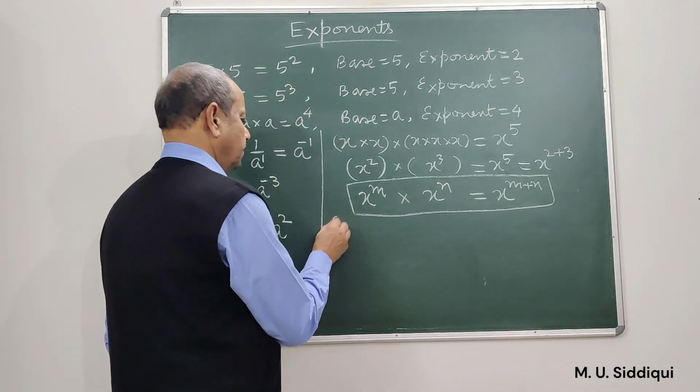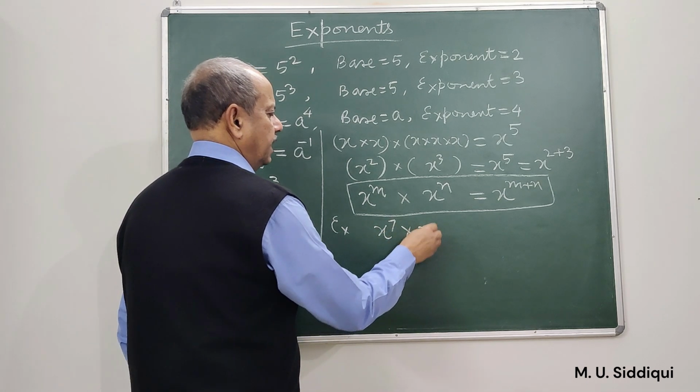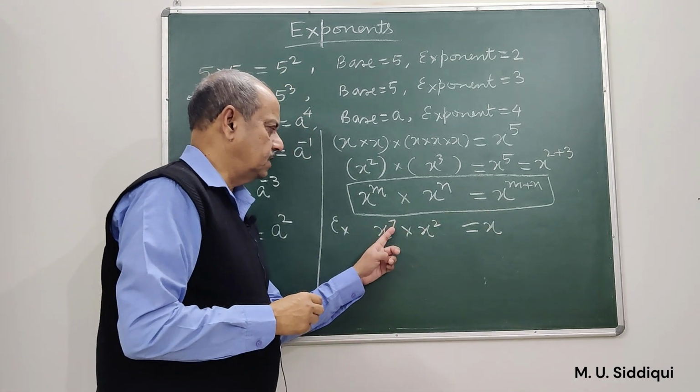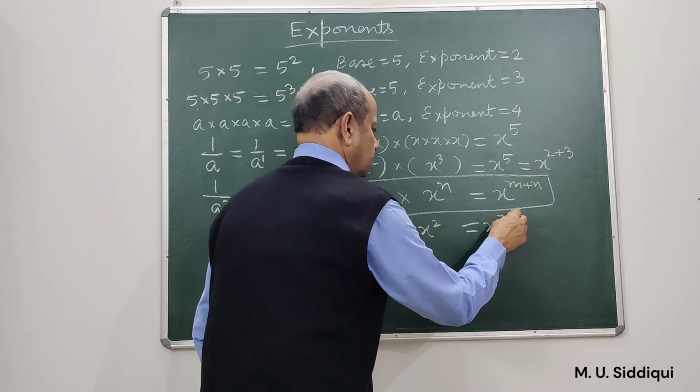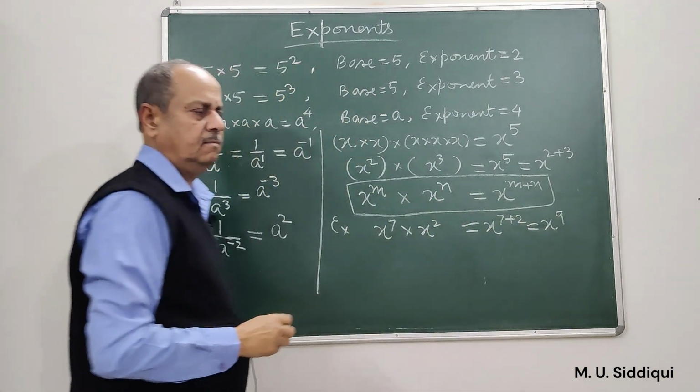For example, if we have to simplify x to power 7 multiplied with x to power 2, you will get it as x to power 7 plus 2, and you can write it as x to power 9.